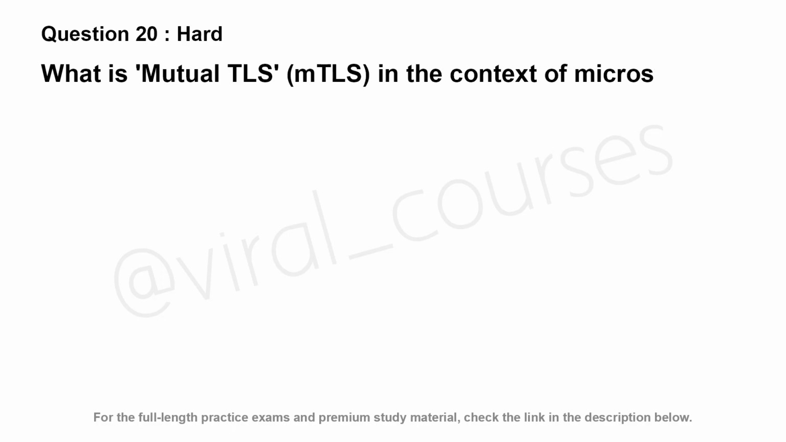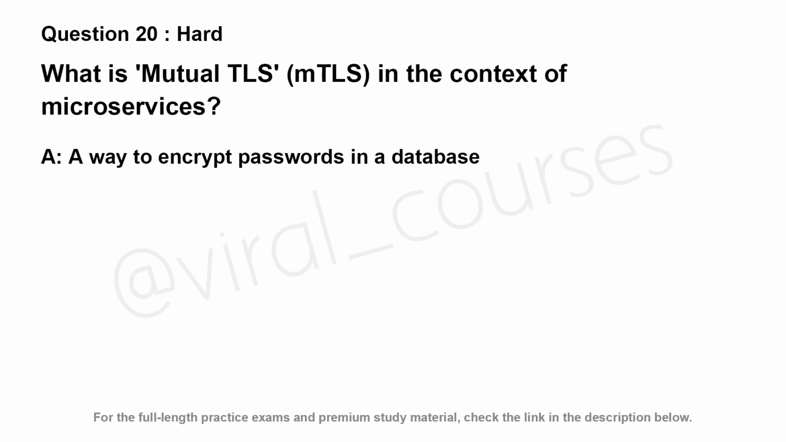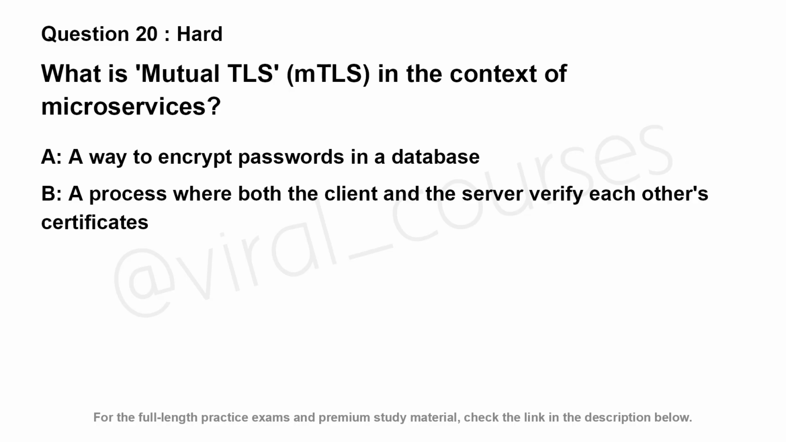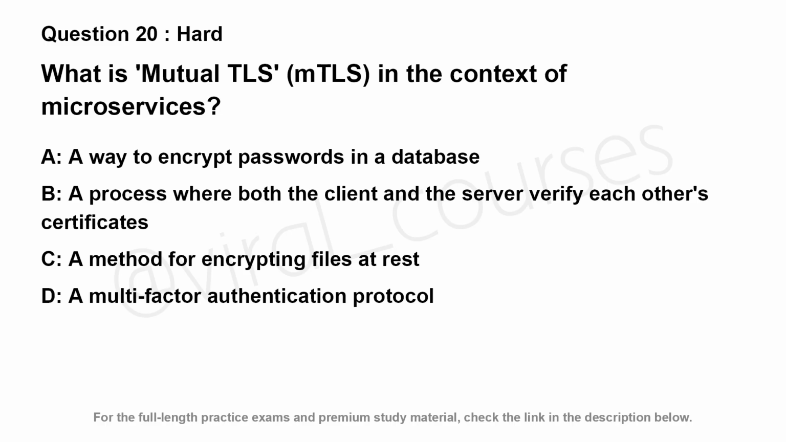What is mutual TLS, MTLS, in the context of microservices? Option A, a way to encrypt passwords in a database. Option B, a process where both the client and the server verify each other's certificates. Option C, a method for encrypting files at rest. Option D, a multi-factor authentication protocol.